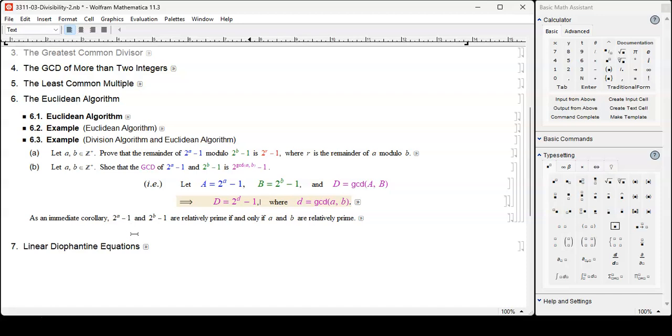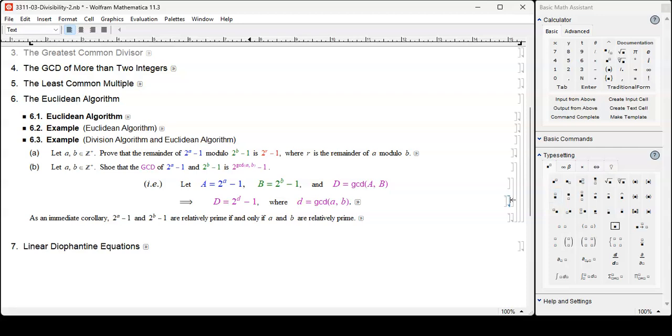Before the proof, let me mention one more thing. As an immediate corollary, these two are relatively prime if and only if A and B are relatively prime. So we get this is 1 means 2 to the 1 power minus 1 and vice versa.